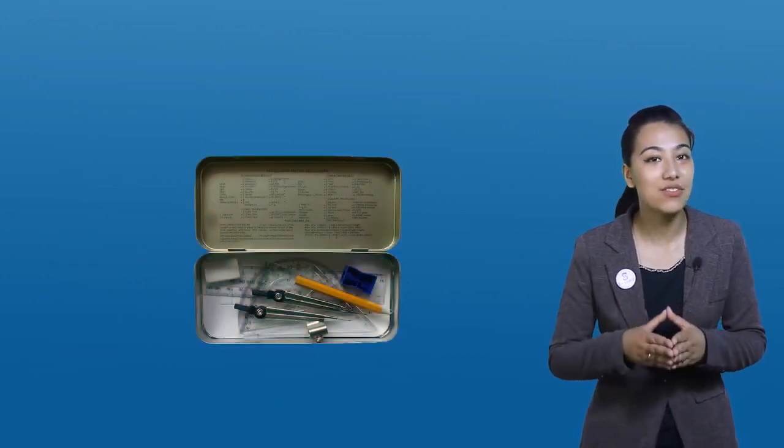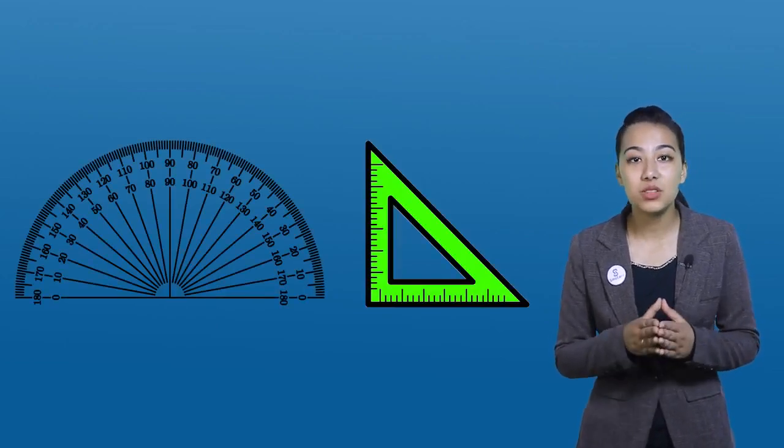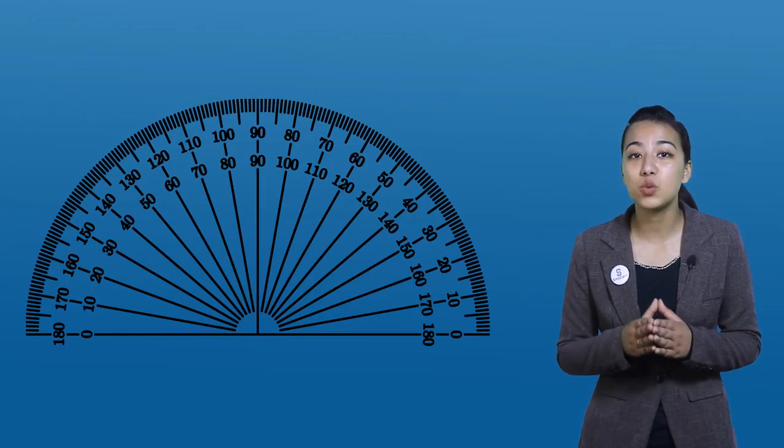That being said, players don't carry their geometry boxes to every game. That would be very boring to watch. However, if we do want to measure angles, we can use tools like the protractor or the set square. Let's start with the protractor. What is it and how do we use it?